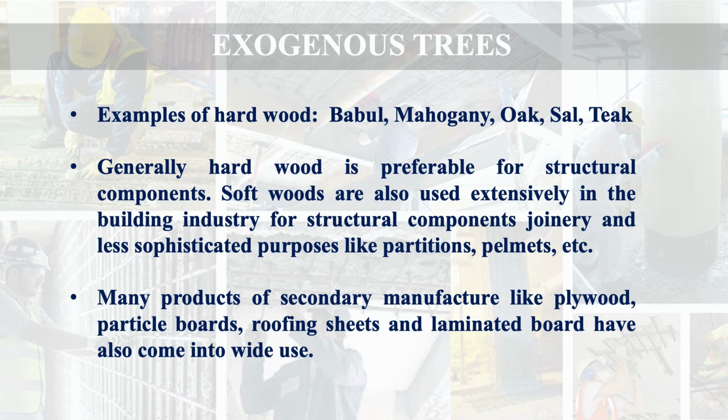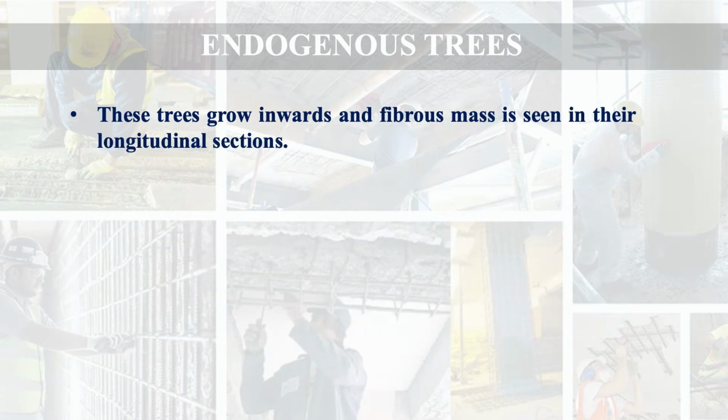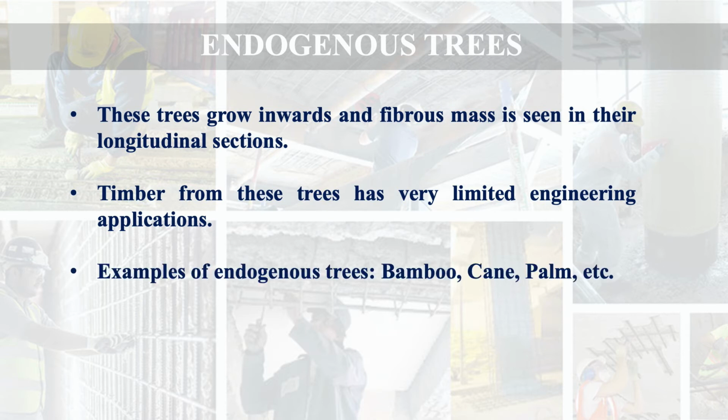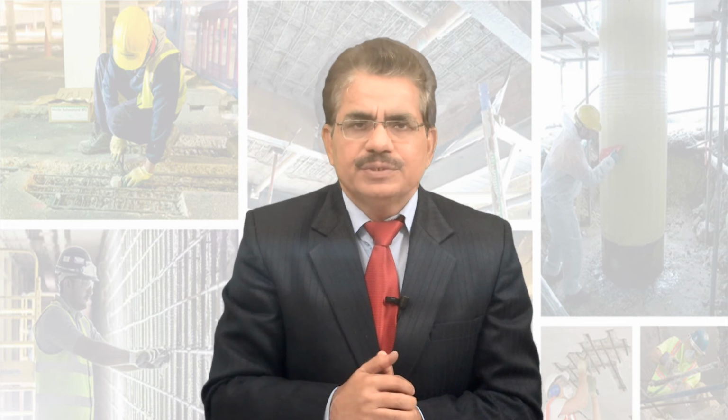Now let us see endogenous trees. These trees grow inward and a fibrous mass is seen in their longitudinal sections. You will find the fibrous mass in the longitudinal section. So timber from these trees has very limited engineering application. Examples of endogenous trees are bamboo, cane, palm, etc. So their structural use is very limited, but generally for furniture and other purposes they may be used.